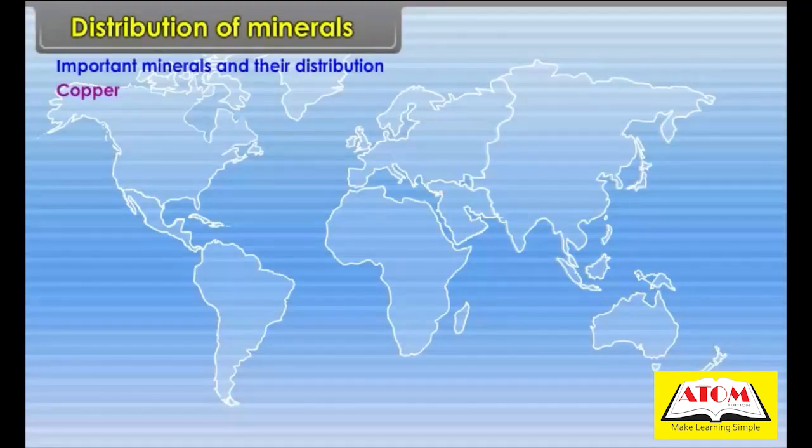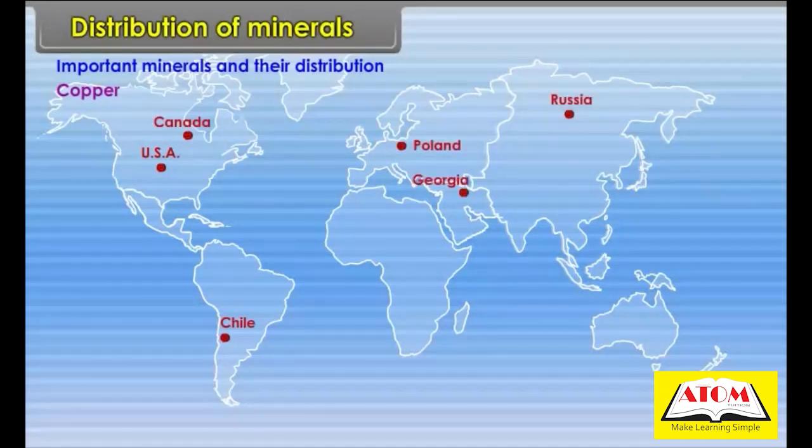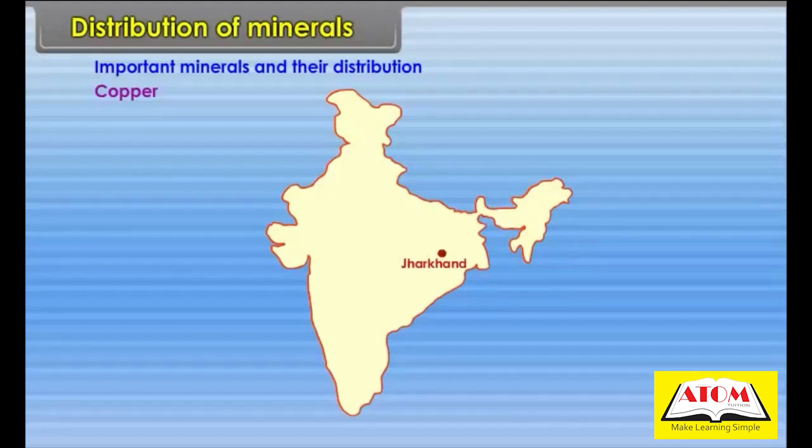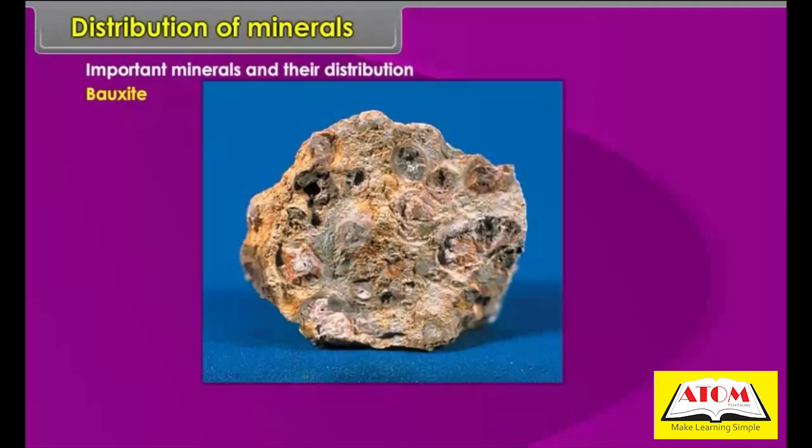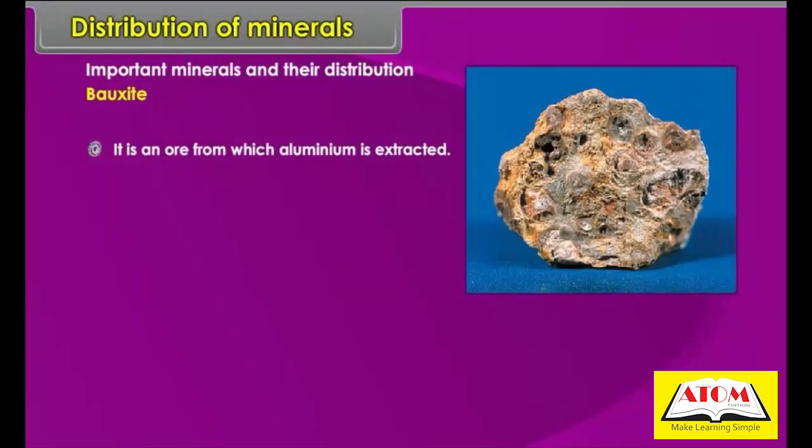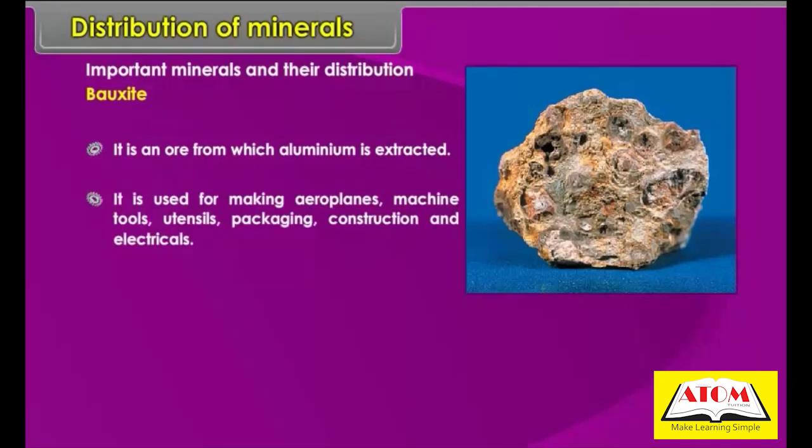Location, World: Chile, USA, Canada, Poland, Russia, Georgia, Armenia, Congo and Zambia. In India, Jharkhand and Rajasthan. Bauxite. It is an ore from which aluminium is extracted. It is used for making aeroplanes, machine tools, utensils, packaging, construction and electrical materials.